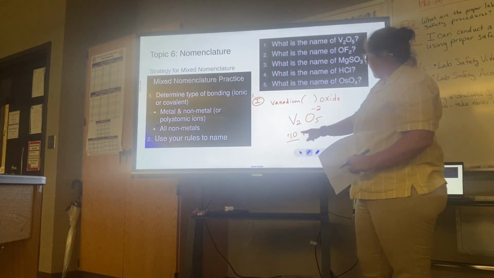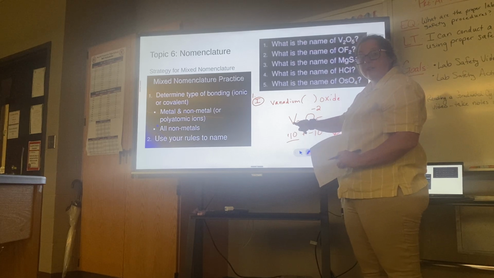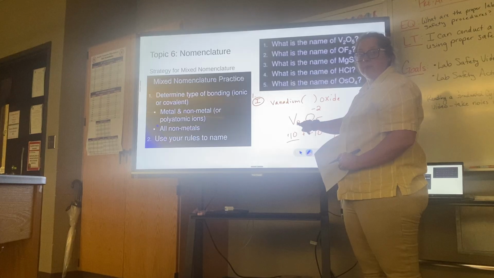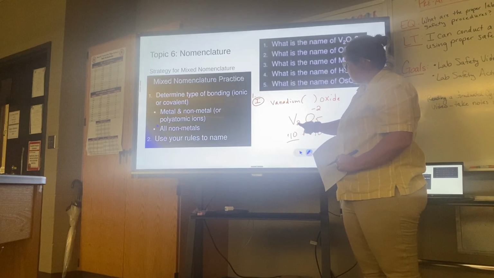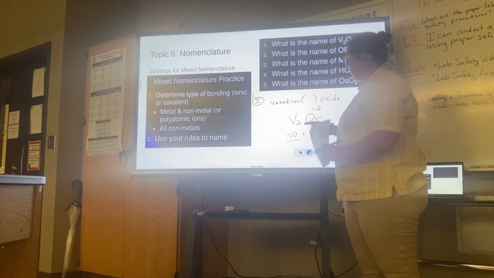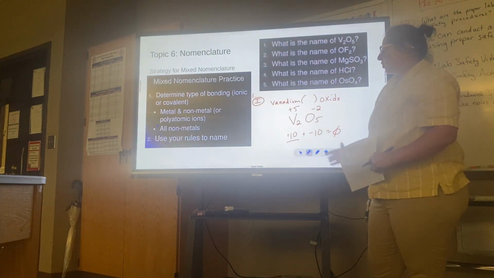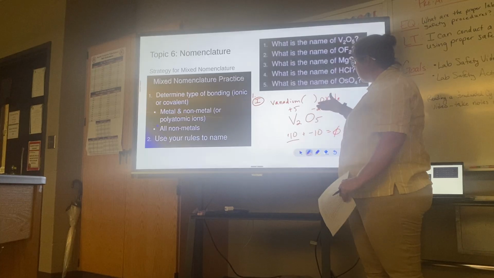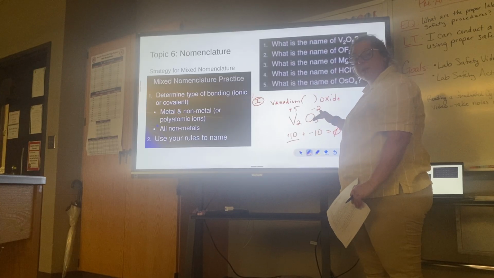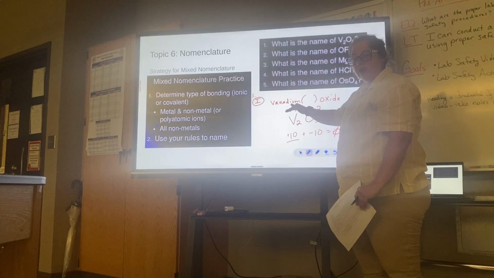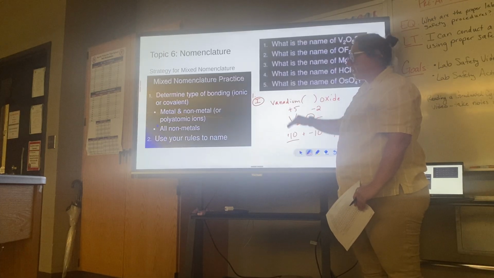Now, is that +10 for just one vanadium? Hopefully you see, no, there's 2 of them. So 10 divided by 2 tells me that this charge is +5. So notice my process that I'm doing here. My charge times my subscript is equal to total charge. Total charge divided by subscript is equal to the charge of that particular thing.